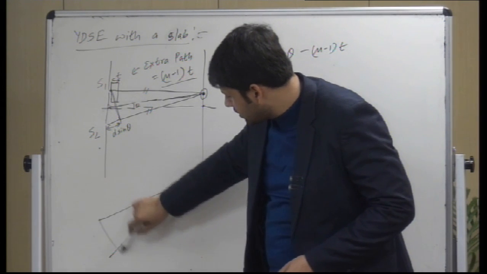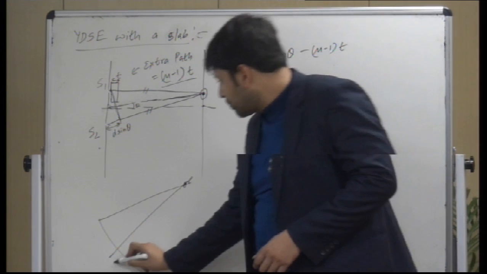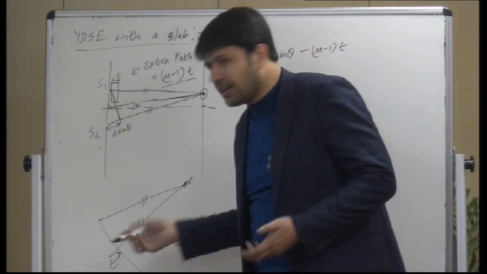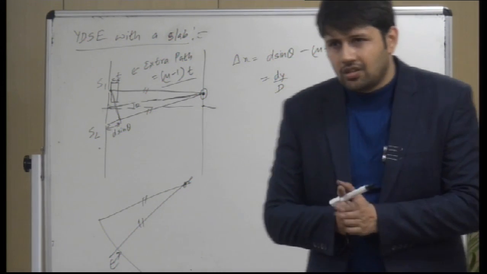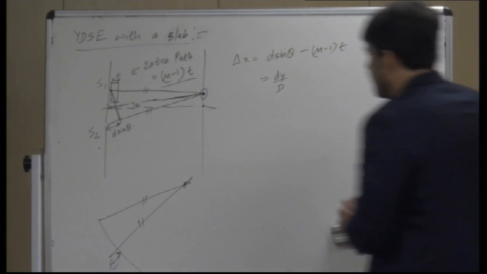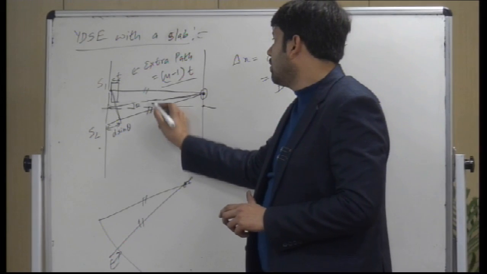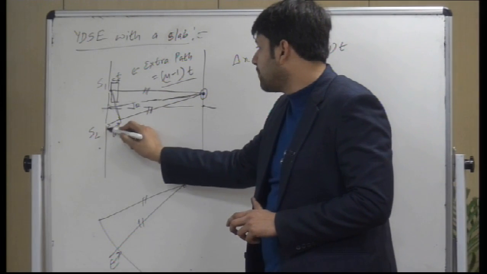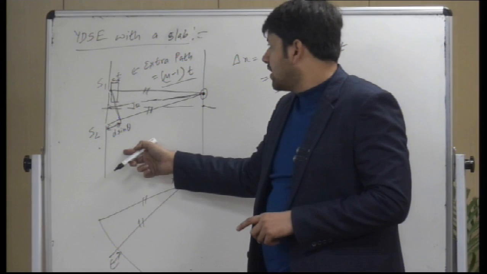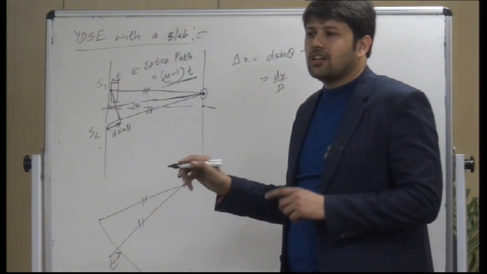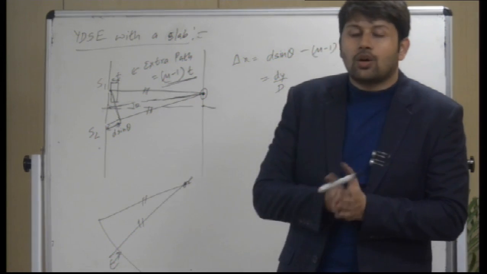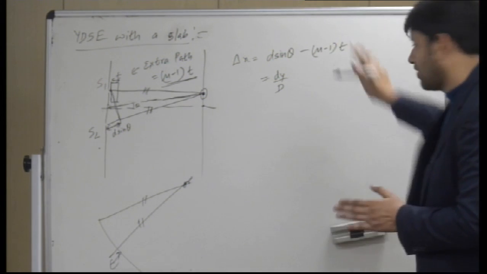This is the arc, so it will cut like this. This portion was the extra path. These two are what? Radius, the radius of the arc, right? These two are the radius of the arc, so now these two are equal. This is the extra path for the second, and this is the extra path for the first. So the net extra path, or the path difference, would be this one.